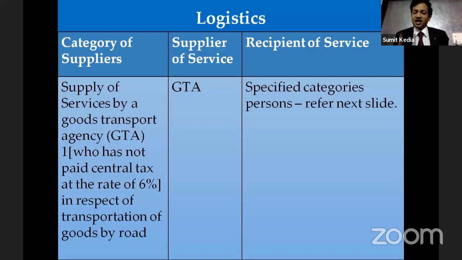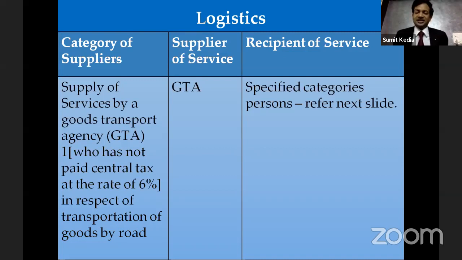Second option is a transporter can adopt 5%. If a transporter adopts 5%, this RCM notification will be applicable, where the transporter will not charge any tax and the recipient will pay the full tax under RCM. So a transporter has two options. Please be careful about this concept because RCM on GTA is applicable in day-to-day scenarios, and many times even transporters might levy tax incorrectly because of lack of awareness. So please be careful when you are dealing with such transactions.